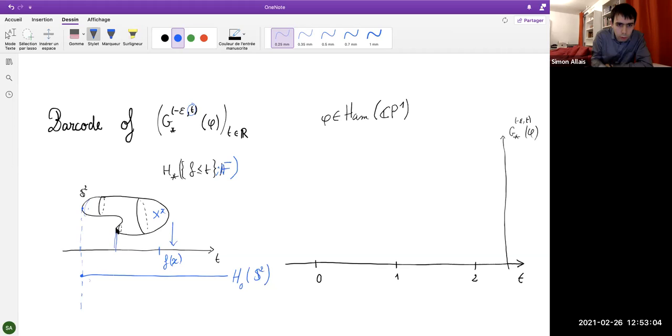At the second critical value, there is a new class of degree 0, because the sublevel set is divided into two connected components, and it will disappear with the third critical point, because it will be joined with the first one. Finally there is a last homology class of degree 1, H1, which generates H1 of S2.